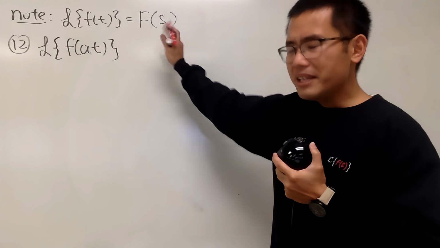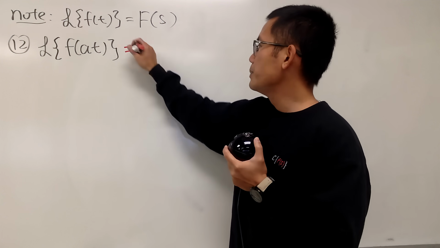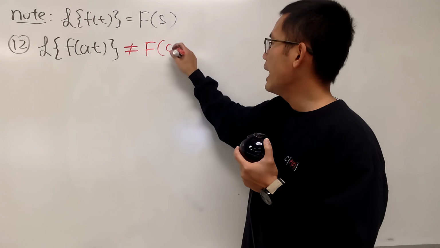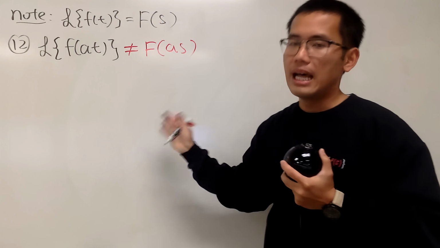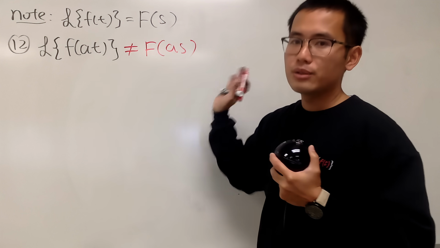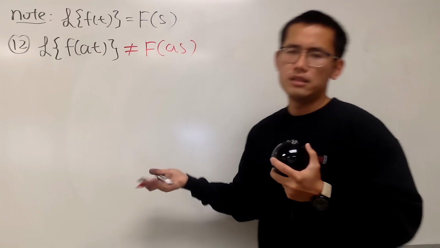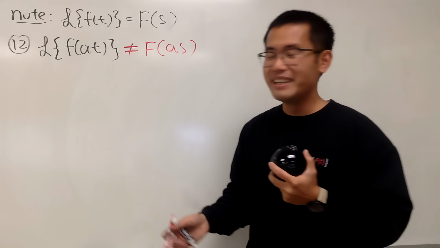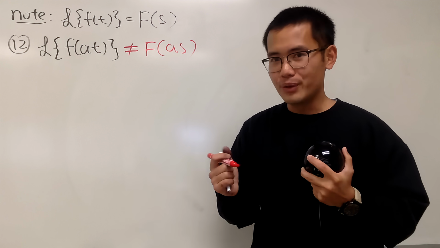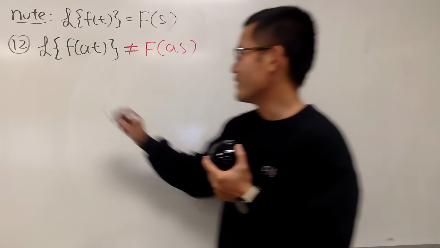But right here, it's not going to be the same as f of as. This is not true in general, unless a is equal to 1, but that's redundant. So we actually have to do this carefully. And now, here is how we are going to do it carefully.